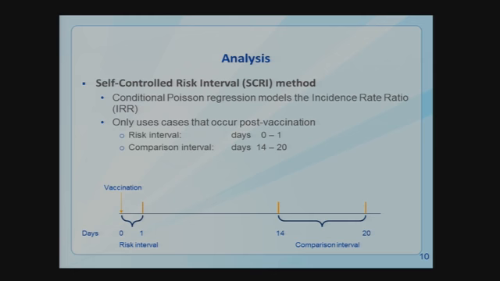So again, the thought is that the 0 to 1 days are the biologically plausible risk period for febrile seizures following inactivated vaccines, and that the 14 to 20 day period represents a baseline risk in which the vaccination plays no role in the incidence of febrile seizure.